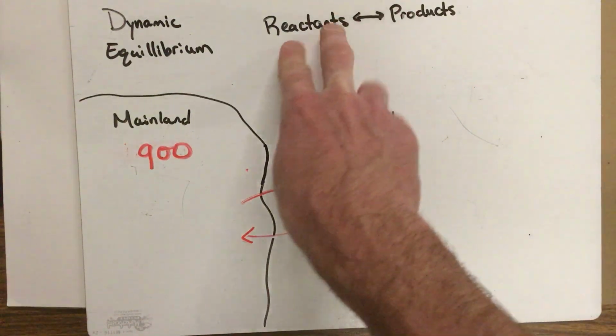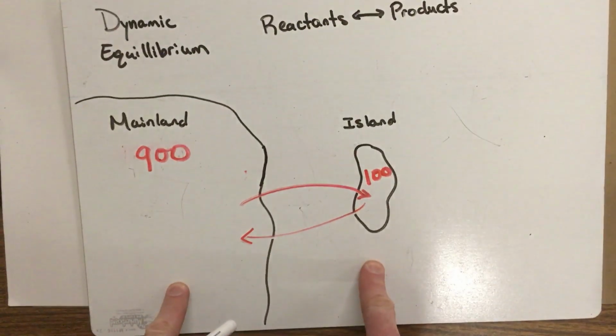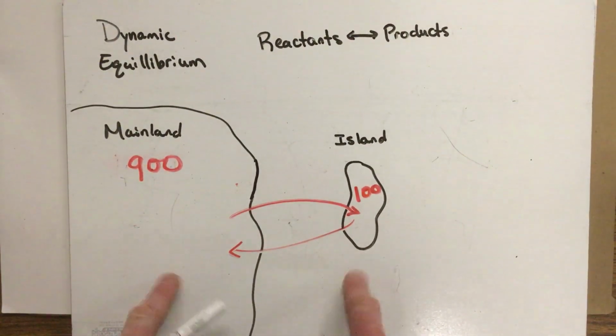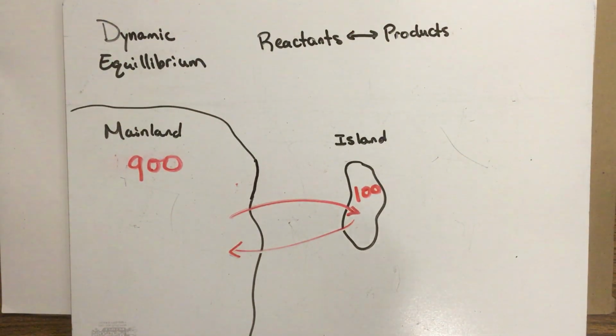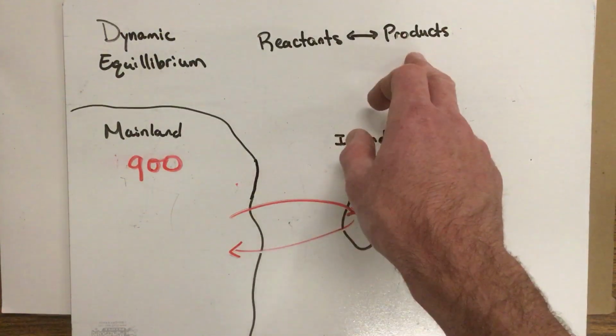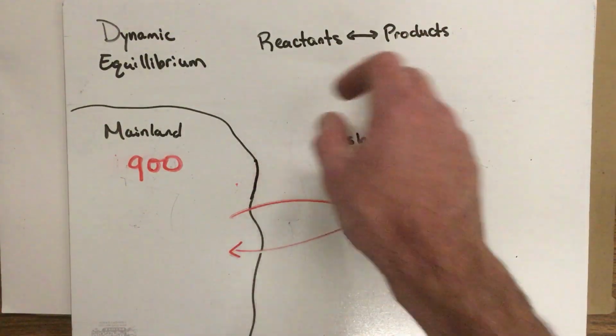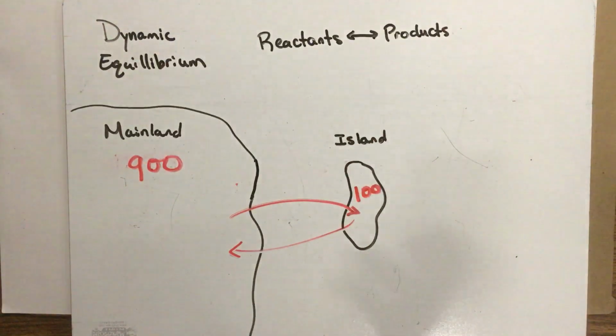It's not that we have equal amounts of reactants and products, just like we don't have an equal number of people down here on the mainland and the island. It's that for every one that forms here, there's one that goes back. We get to a point where the reaction rates are equal. The reaction rates are equal. That's dynamic equilibrium.